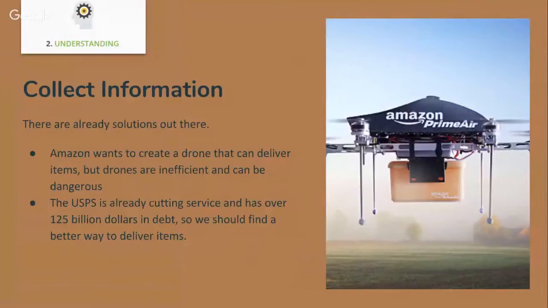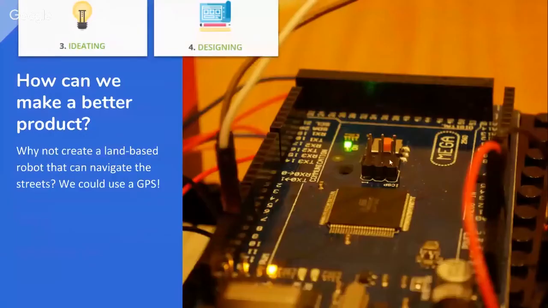Now, they also did a little bit of research to see what else is out there. They looked at these Amazon Prime drones that try to do short distance deliveries by air, and even USPS trying to do something as well. But they ended up building an invention using Arduino once again to create a robot that can navigate the streets and deliver packages from point A to point B around the city.